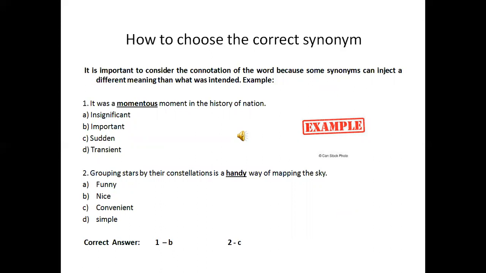Looking at the second example, grouping stars by their constellations is a handy way of mapping the sky. So we must not look at the literal meaning of the word. We have to look at in what way it has been used in the sentence. So the options that are given are funny, nice, convenient and simple. So when we are looking at grouping of stars, the answer that fits here is convenient.